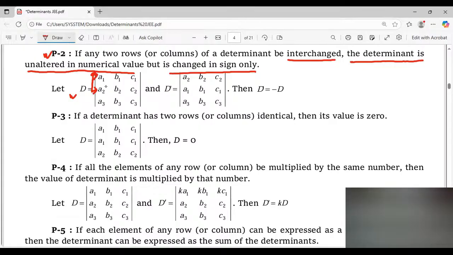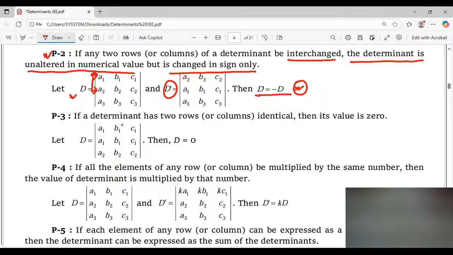Instead of the first row, I have written the second row A2, B2, C2, and instead of the second row, I have written the first row A1, B1, C1. Then we get determinant D' equal to minus determinant D.